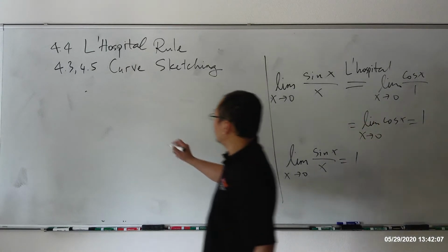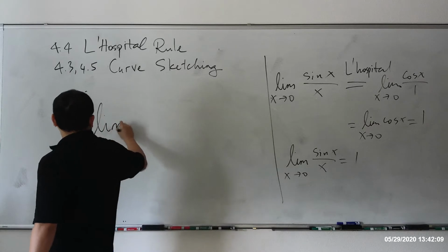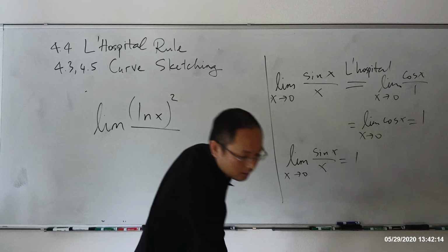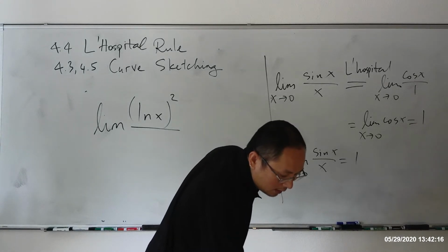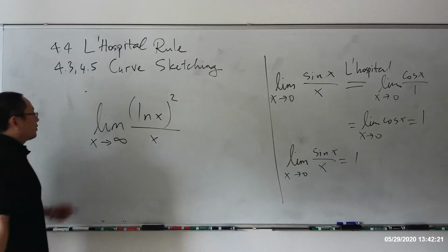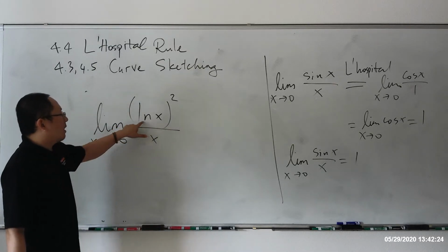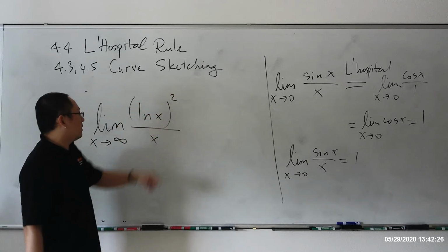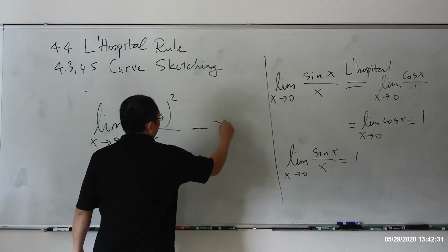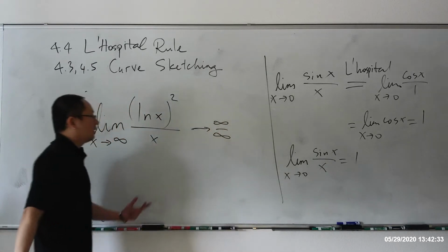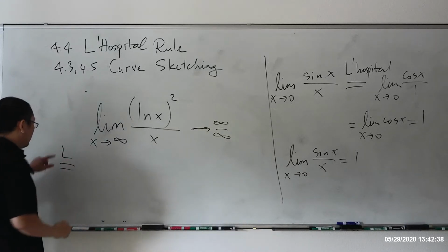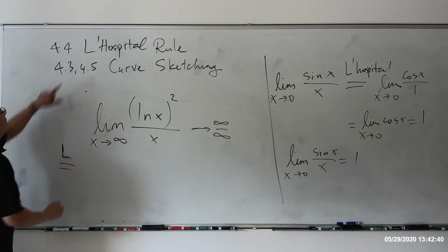Okay, how about this one? The limit of ln of x squared over x when x approaches infinity. Now you try x going to infinity: ln of infinity is infinity, infinity squared is infinity. And this is, of course, of the form infinity over infinity. So it looks good, so we can use the L'Hopital rule. By L'Hopital, let me put the L right here, by the way. This letter L stands for L'Hopital, okay?